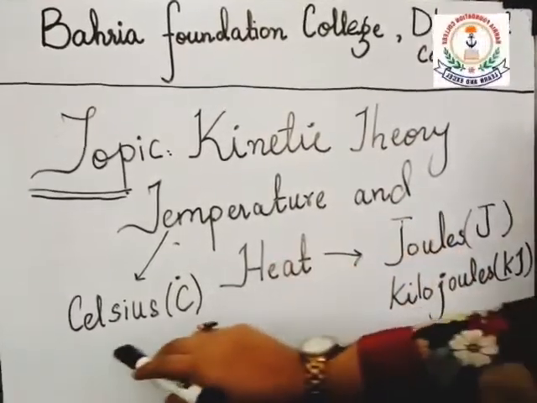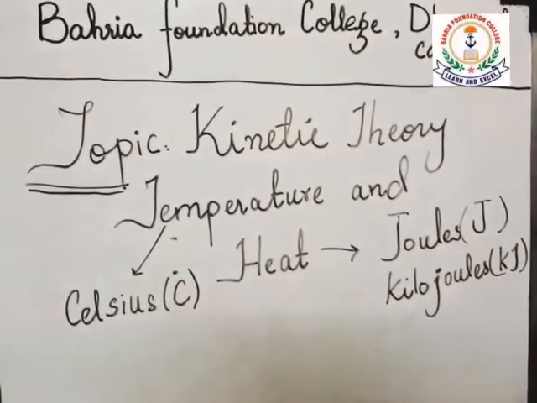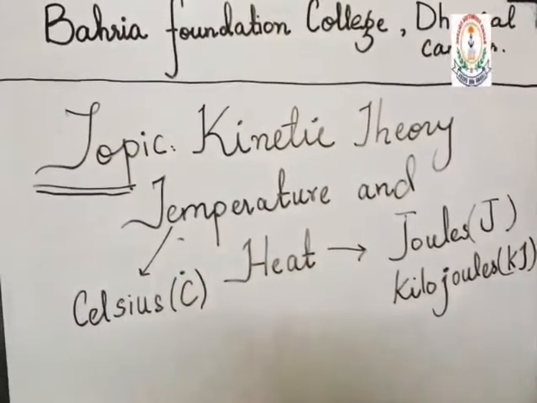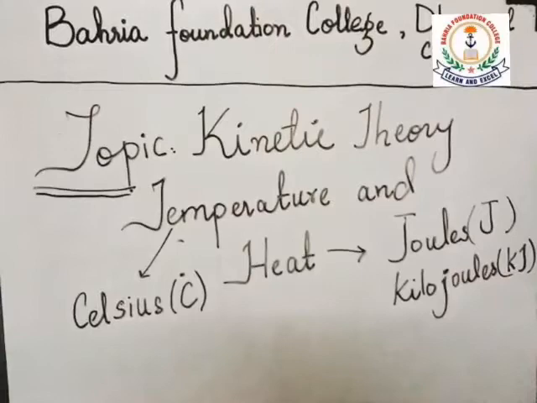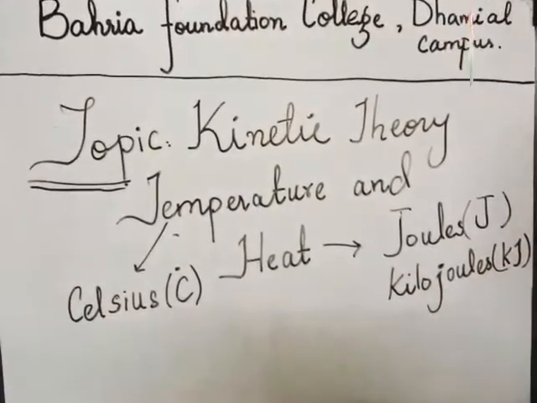Temperature is basically measured in degrees Celsius, as well as in the Fahrenheit scale, and both of them can be converted into the Kelvin scale. Heat is measured in joules and kilojoules.